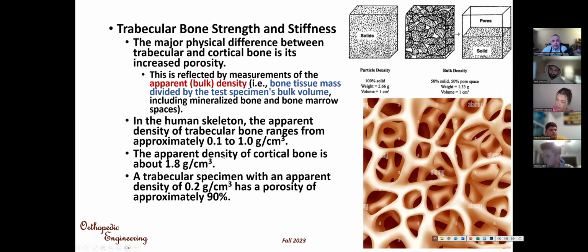The apparent density of cortical bone is 1.8 gram per cubic centimeter. You remember the cortical bone has some pores inside it, but those pores are very small. But they are still there, and they are microscopic. But in trabecular bone, these are not microscopic. These are macroscopic. In trabecular bone, the apparent density is between 0.1 to 1 gram per cubic centimeter.